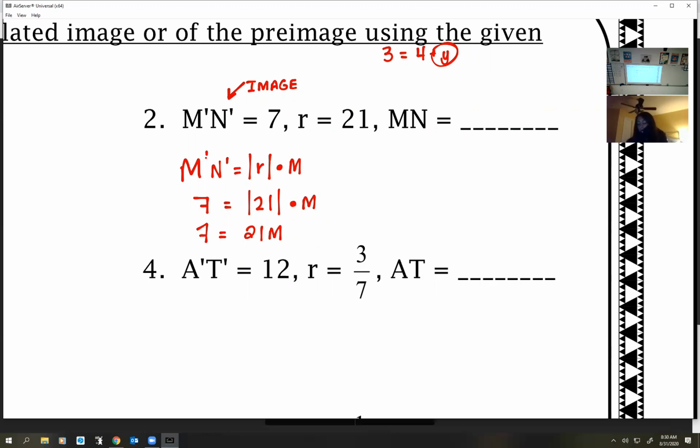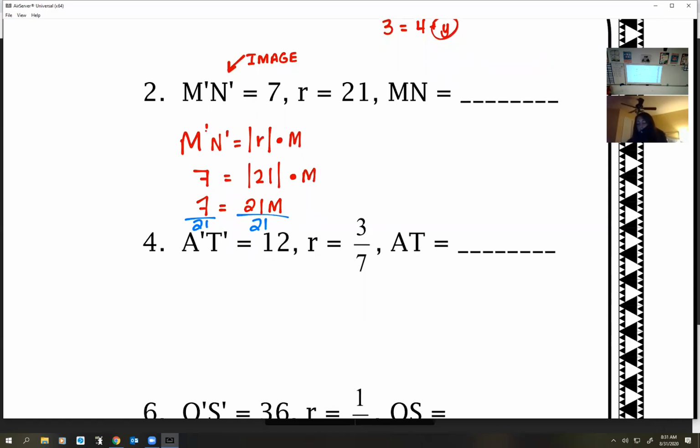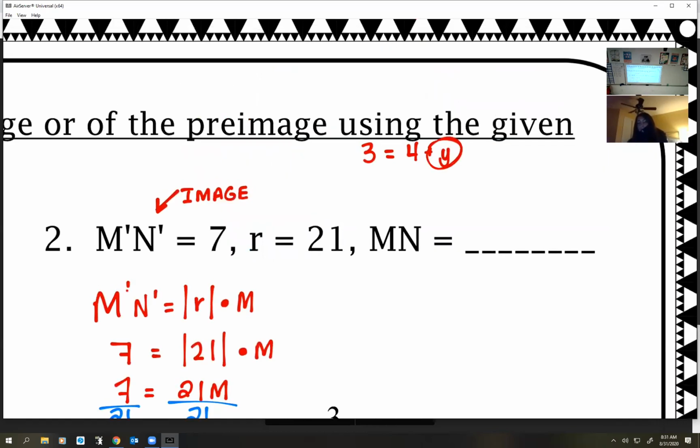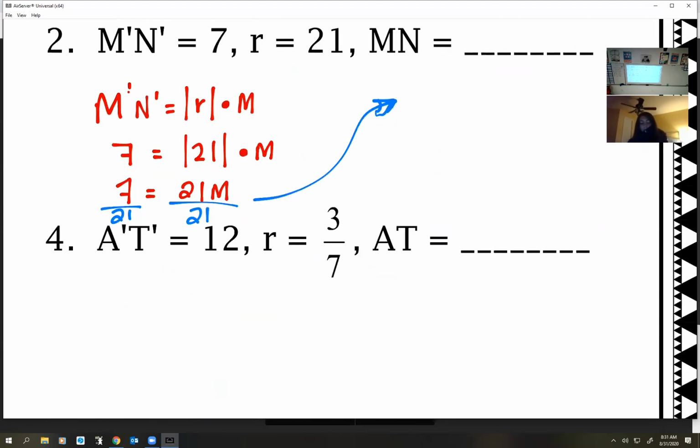Y'all told me the ultimate goal was to get the variable by itself. How do I get m away from 21? Divide. I'm going to divide by what? Not 7, because 7 is not with m. I'm going to divide by 21. I want to free that variable from the oppression that is the number 21. So we divide 7 by 21, and 7 divided by 21 equals m. Are we complete? Can we reduce 7 divided by 21?